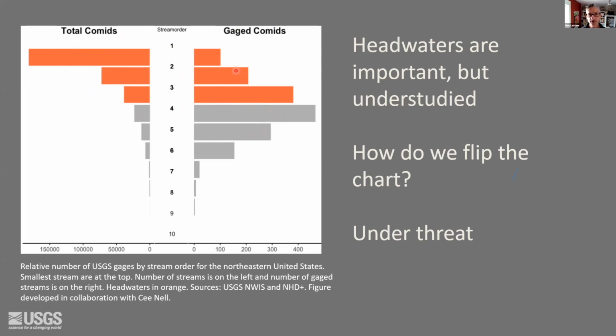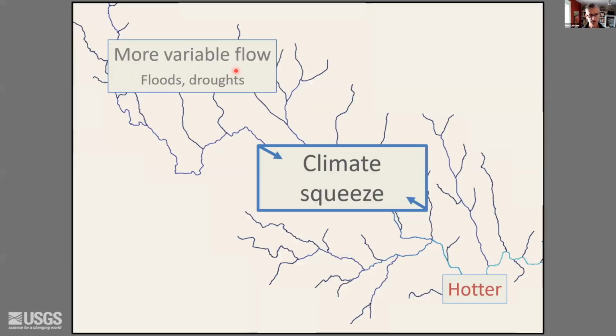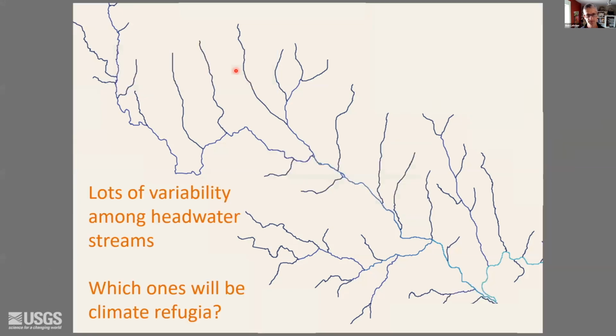We also all know that these smaller headwater streams are under threat. A lot of this comes down to the idea of a climate squeeze, where we think it's going to get hotter down below and have more variable flow up above, floods and droughts. So fish are going to be forced more into the middle and be squeezed by climate in the future.